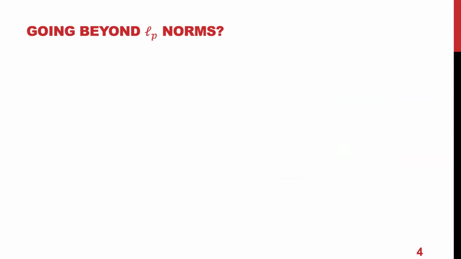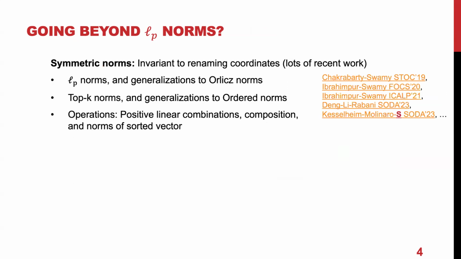Okay, let me give you one more example of an interesting norm family. These are known as symmetric norms. These are a subclass of norms which have been greatly studied, at least in the last 5-10 years. Here are a few citations as well, but there are many more that I'm missing. These are norms which are invariant to renaming coordinates. So if I start calling coordinate 1 coordinate 5, it should not matter to the norm. A classical example is the LP norms. If you rename, it doesn't matter. There are generalizations of LP norms to all H norms. There are top K norms.